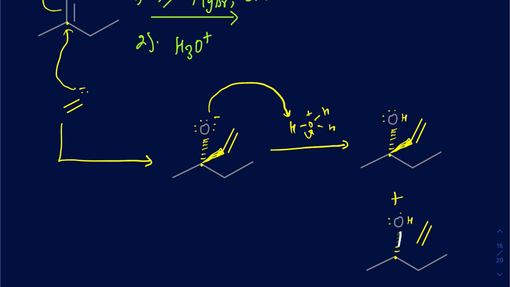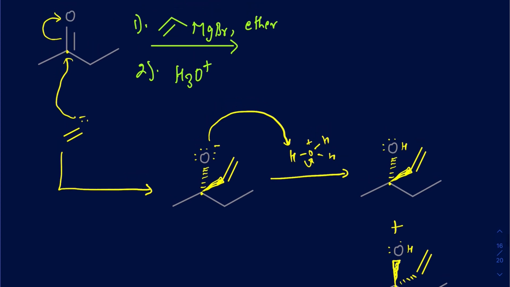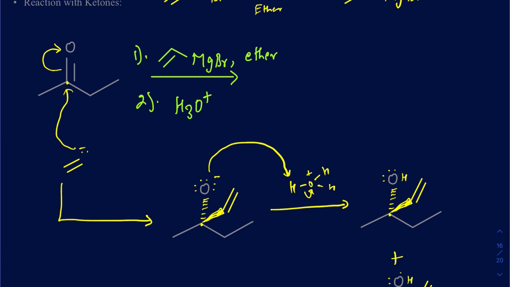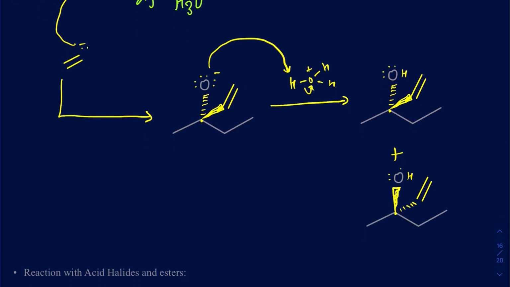The difference would be now in the second case, I would have the OH coming out of the page, and this would be going back into the page. So you can do the R and S on this particular one in that case. So when you're using this ketone, you actually end up making a tertiary alcohol. And it is indeed chiral in this particular case.